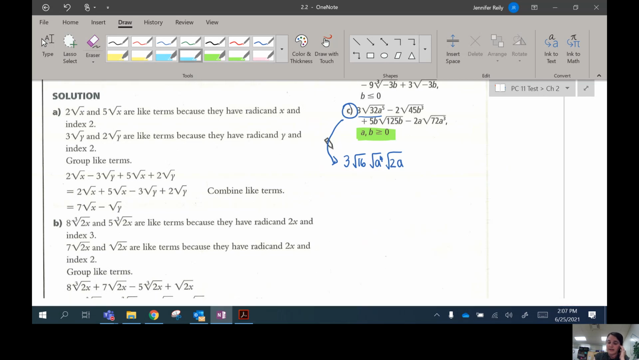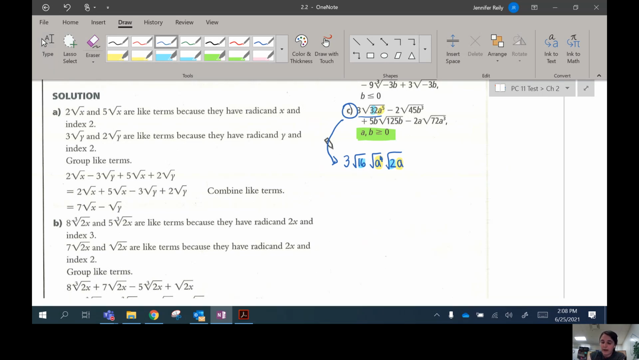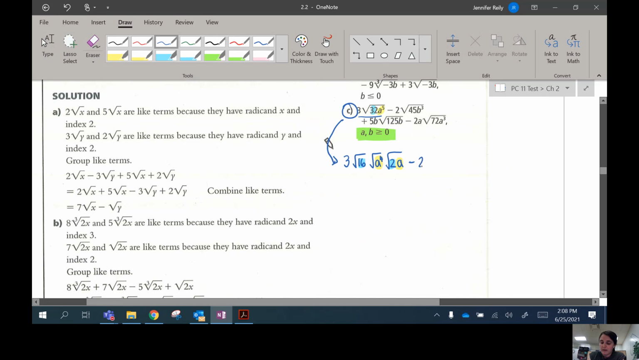So let's just double check this makes sense. 32 I broke into 16 times 2. And then the a to the power 5, I broke into a to the power 4 because I can take the square root of that, and then just a. Okay, so we're going to do that to every single one. I'm going to go a little bit faster now.